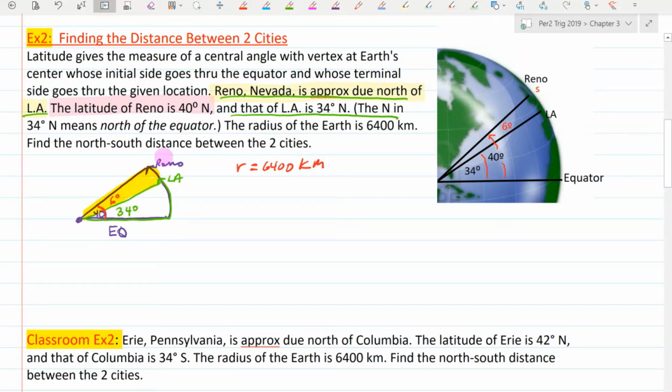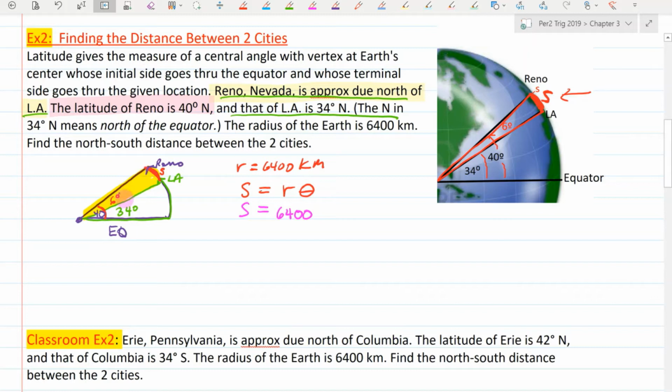We'll be using that little portion right there, and we're going to be finding this, we'll call it S, this part right here, because we want to find the distance between LA and Reno, the arc length. How far are they apart? So we use our arc length formula, which is r theta. So S is equal to r, which is the radius of the Earth, which is 6,400, times theta.